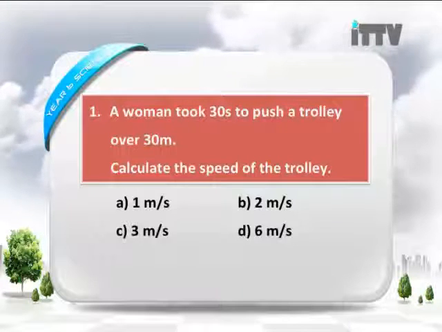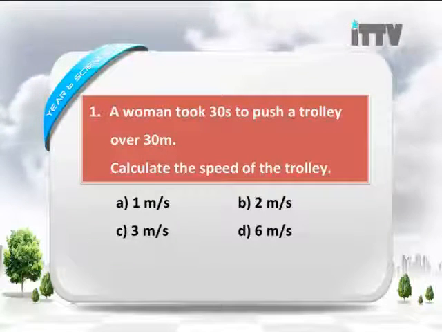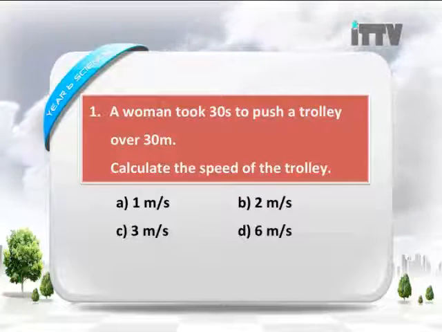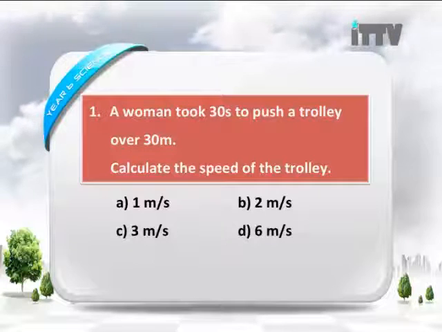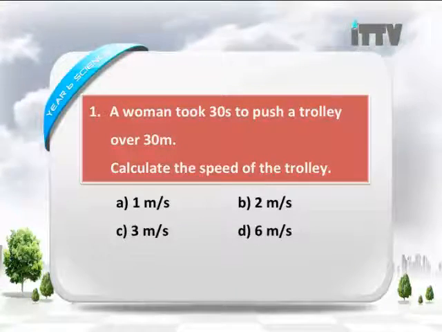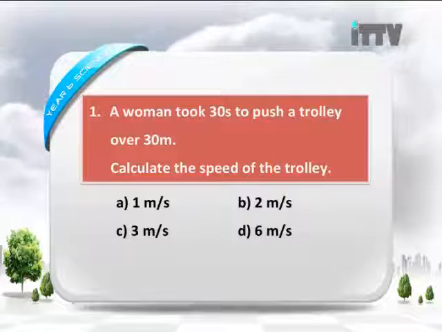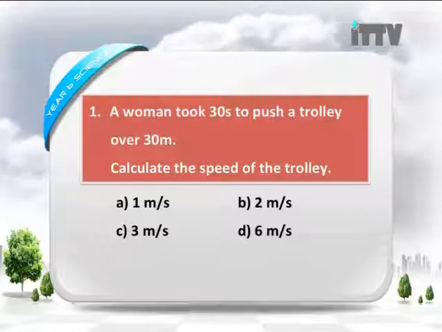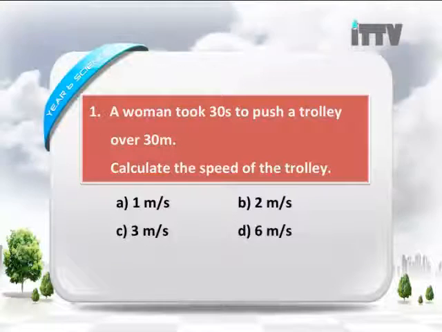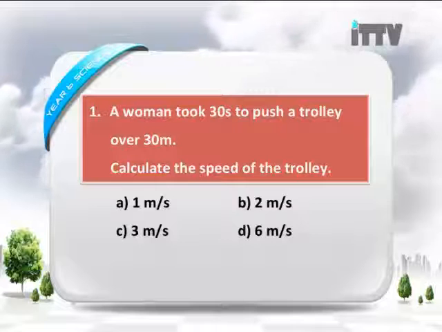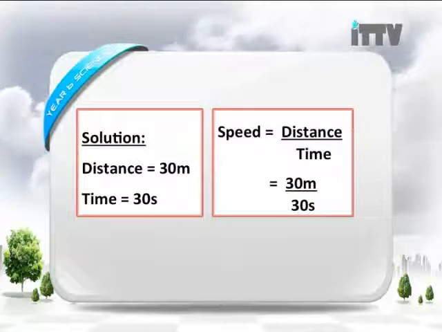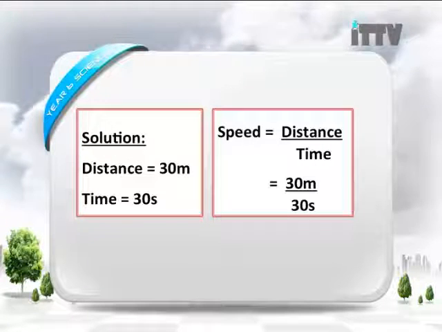Question number 1. A woman took 30 seconds to push a trolley over 30 meters. Calculate the speed of the trolley. Is the answer A, 1 meter per second, B, 2 meters per second, C, 3 meters per second, or D, 6 meters per second? Do you know how to calculate? Here is the solution for you.